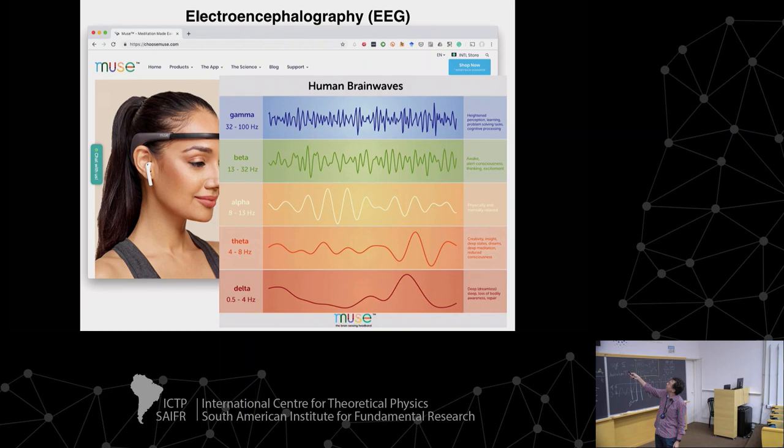Alpha, beta, gamma, and then delta goes back here. I never understood why. This is when you're in deep, dreamless sleep, so slow sleep probably. Loss of body awareness, repair. Theta band: creativity, insight. So what I mean is that oscillations in the brain are not a new thing.